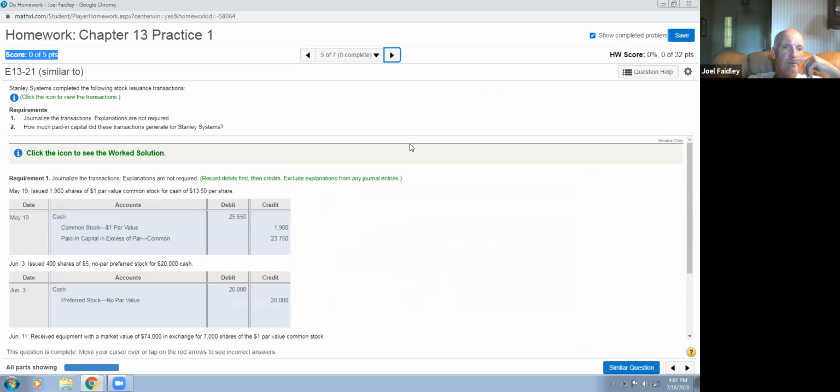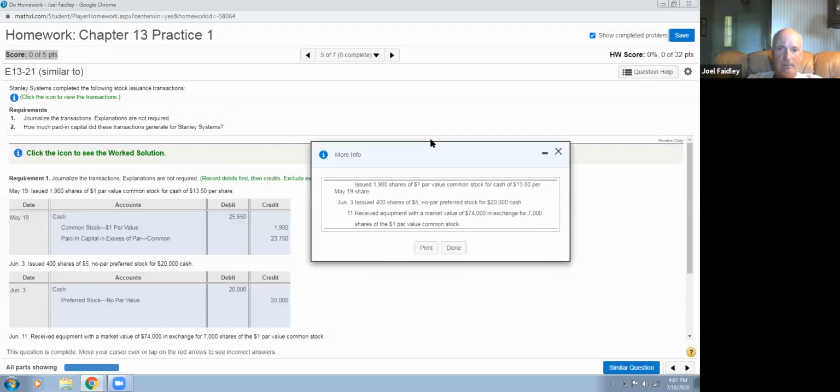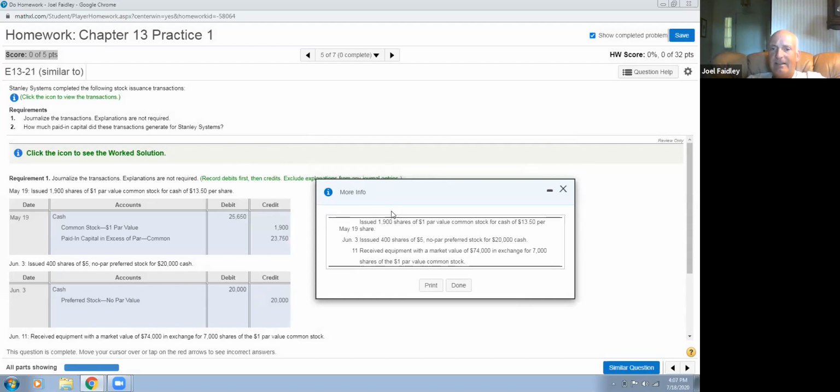All right, here's stock issuance again. What's this say? We issued 1,900 shares, $1 par, for cash, 1350. Simple problem there. I don't even need to talk about that. You can work through that. You see the solution, pretty straightforward. Number 6.